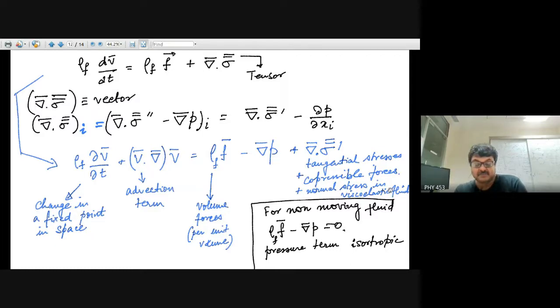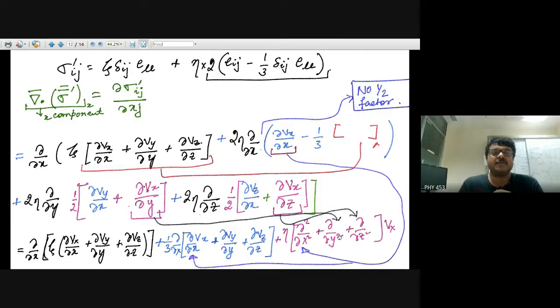We could have also diagonal terms, right? Even in the dynamic viscosity term. For a non-moving fluid, this on the left hand side of the equation will be 0. Also, this term will be 0 because this relies on the relative motion of the fluid, and so you will have rho f grad f minus grad p equal to 0, right? So that's what you will have for a non-moving fluid.